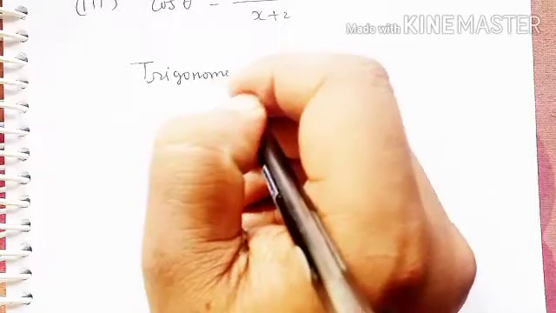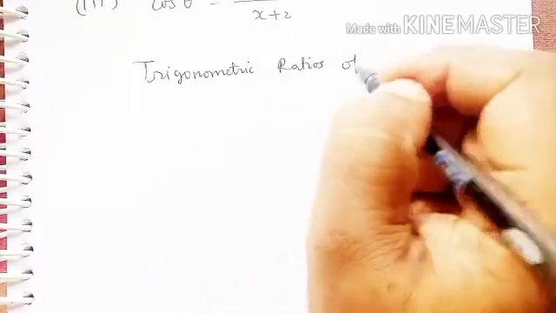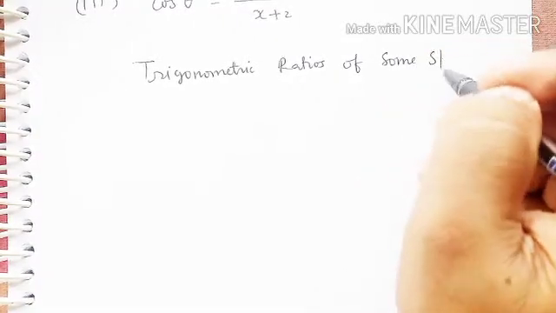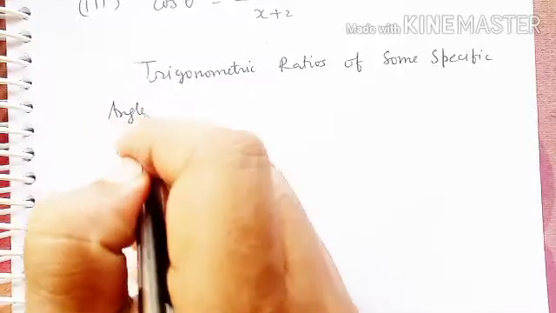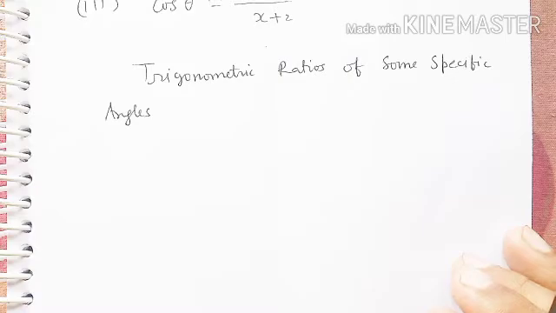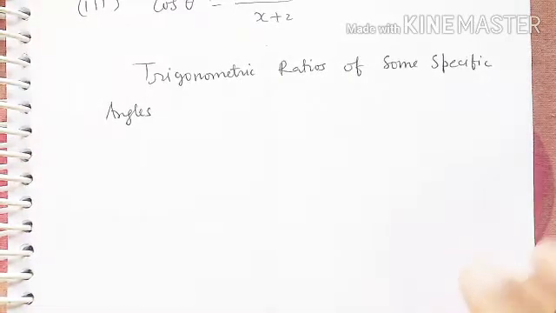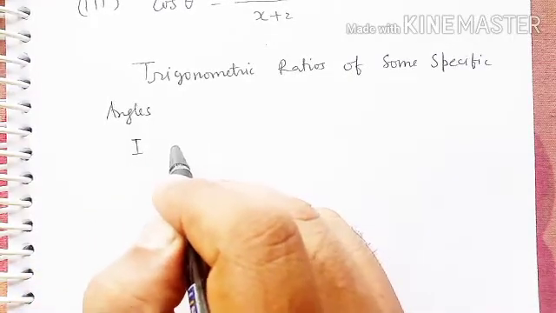Trigonometric ratios of some specific angles. Here some specific angles are 0 degree, 30 degree, 45 degree, 60 degree and 90 degree. Let us start with 45 degree.